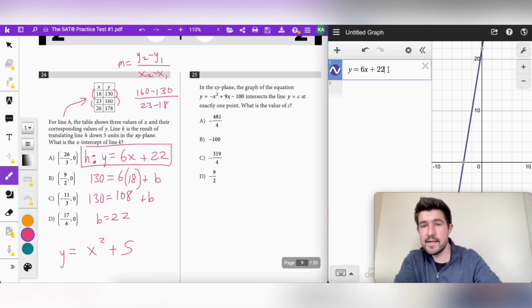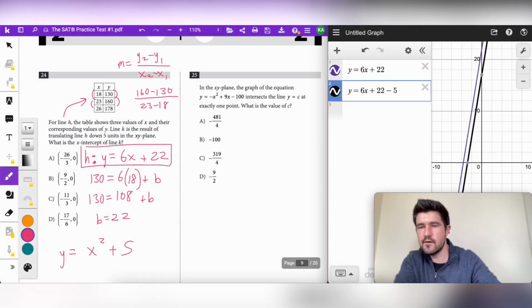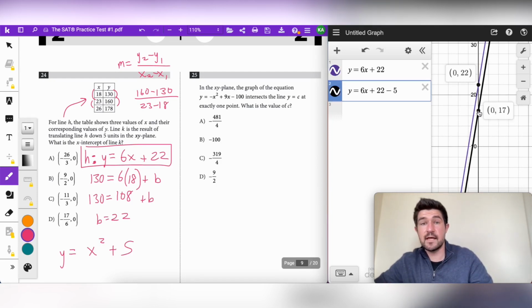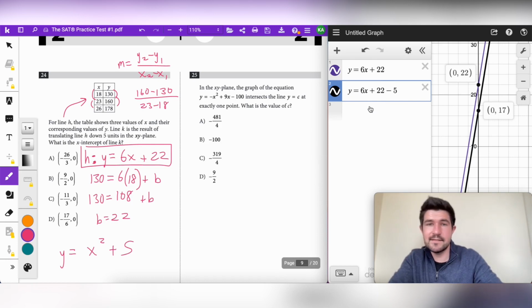Okay, let me do that again. Let me keep this here, and let me make a second copy of this line. And if I put minus 5 at the end, oh look, you could see the black one is the shifted down 5 version. And you could confirm that because the original intercept is 22. The new one is 17. Boom, it got shifted down 5. So all we do is put minus 5 at the end. Of course, this would become 6x plus 17. That's the same thing, 22 minus 5, right?